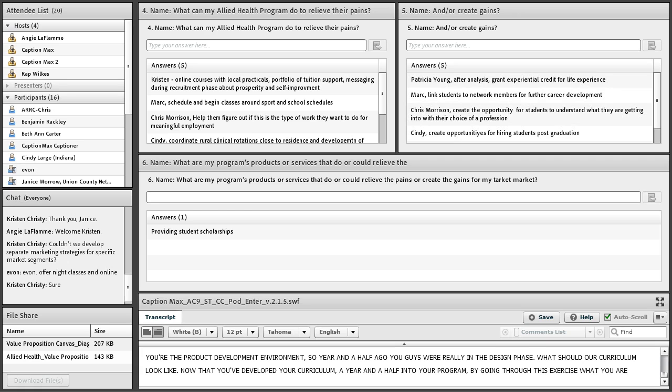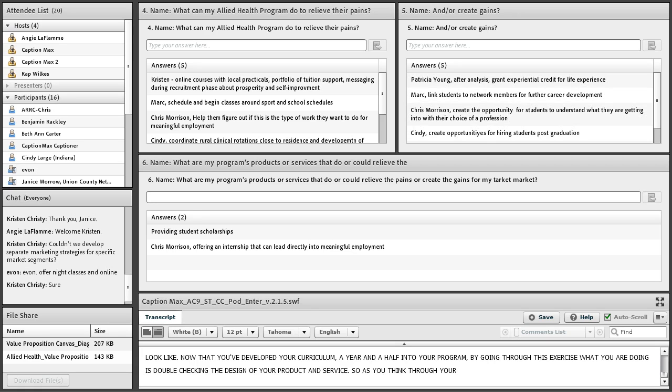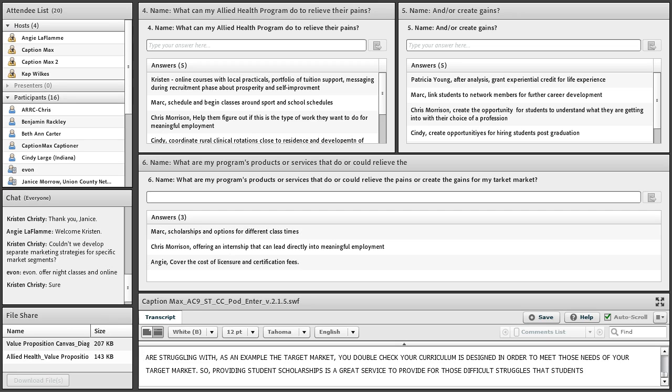And it comes in here at this place because sometimes you're in the product development environment. So a year and a half ago, you guys were really in the design phase and like, well, what should our curriculum look like? So now that you've developed your curriculum, a year and a half into your program, by going through this exercise, what you're really doing is double checking the design of your product and service. So as you think through your target markets and you consider what your students are struggling with as an example of a target market, you double check that your curriculum is designed in order to meet those needs of your target market.